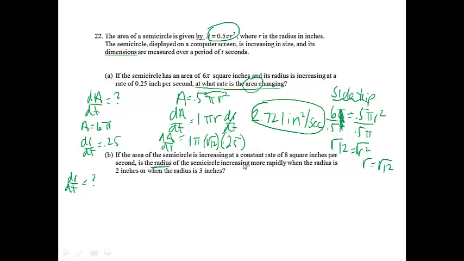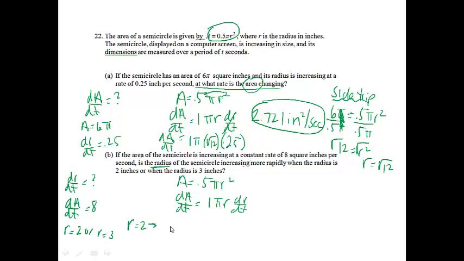It says the area is increasing at a constant rate of 8, so I know that dA dt is equal to 8. And then my radius, I actually have to compare. My radius is either going to equal 2 or my radius is going to equal 3. I'll have to use both of those and decide which one gives me the semicircle increasing more rapidly. So once again, I do have a formula. A equals 0.5 pi r squared. If I take the derivative of this, I'll get dA dt is equal to 1 pi r dr dt, just like we did above. Okay, now I need to do some comparisons.